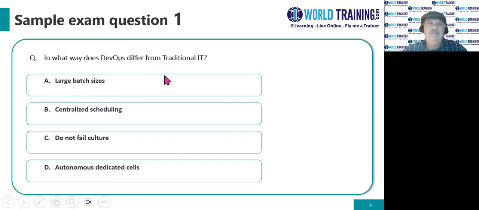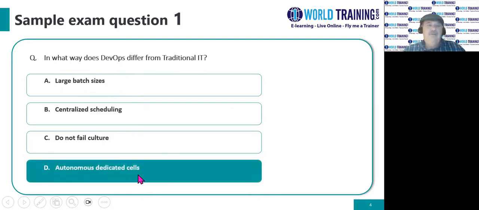Centralized scheduling, again, tends to be associated with traditional IT and not DevOps. Blame culture is more kind of a pathological structure and is not preferred for DevOps. And then autonomous dedicated cells tends to be more associated with DevOps than with traditional IT. So D, I think, is the answer they're looking for. But again, be careful, because if you really just legally parse the question, one could argue that they're all different from each other. But I believe D is how DevOps is not only different, but better than traditional IT using autonomous dedicated cells. So indeed, that's the answer.